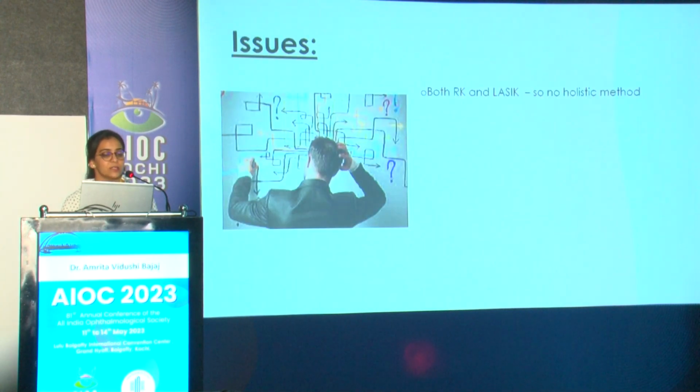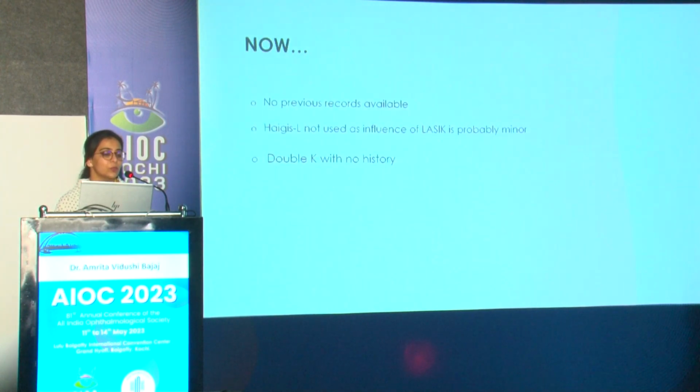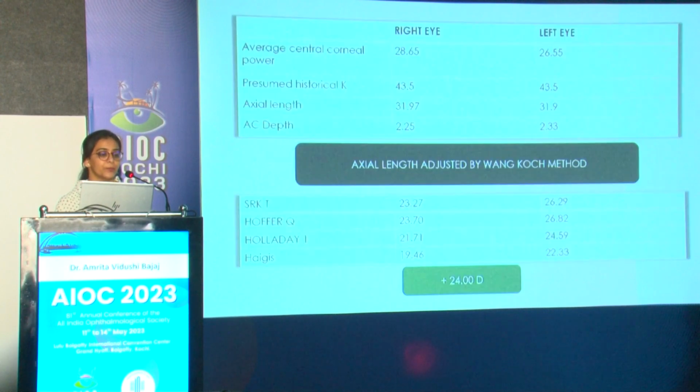So the issue remains the same, that in both RK and LASIK, there's no holistic method that we can go ahead with. The central pachymetry seems good, which gives us a good idea that the LASIK ablation was probably minor for the myopic residual RK refraction, and there's a definite central flattening. So now we have a patient with no previous records available, and the LASIK ablation being minor, we are not going to use a Haigis-L. We have a double K with no history method to be used here.